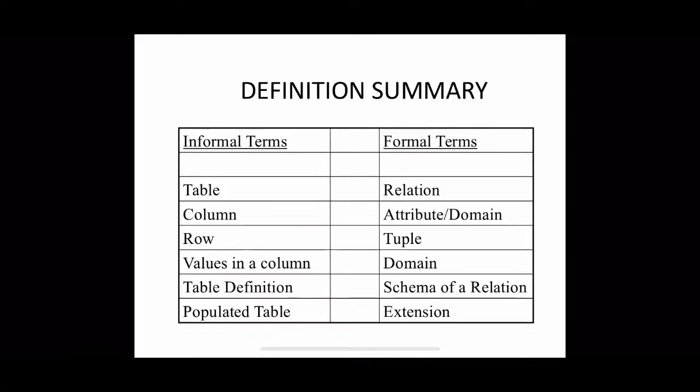Now we can summarize these formal and informal terms we are using. Table is what we normally call a relation, and a column in a table is the attribute and domain of a relation. A row of a table denotes a tuple in a relation. Values in a column will be from the domain of the corresponding attribute. Table definition is the relational schema, and the populated table, the current state of a table, is the extension.